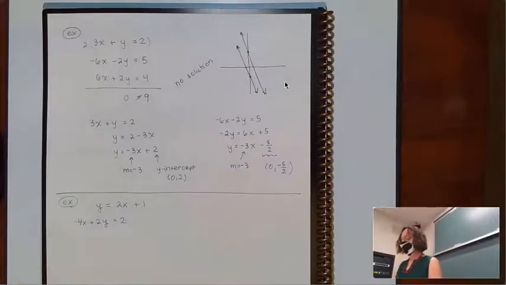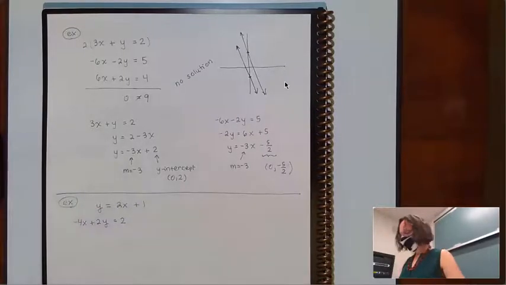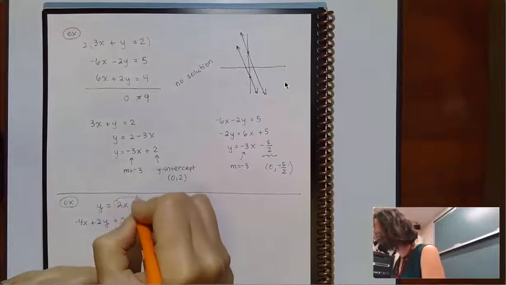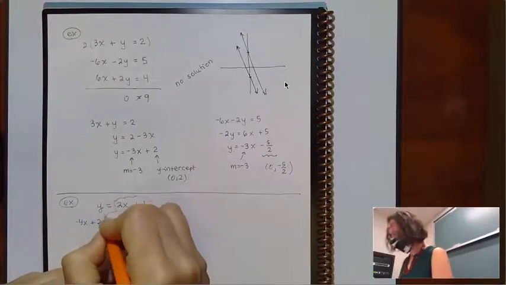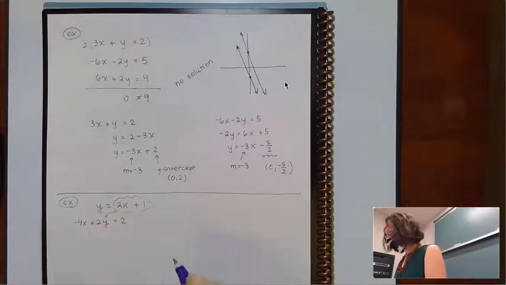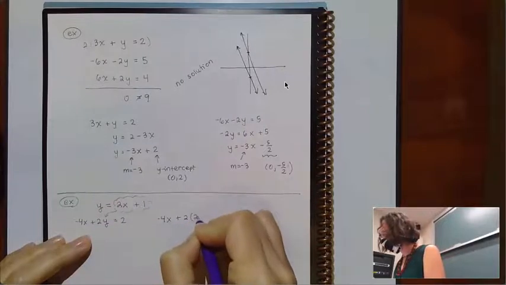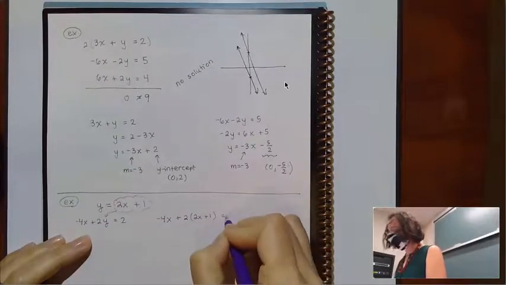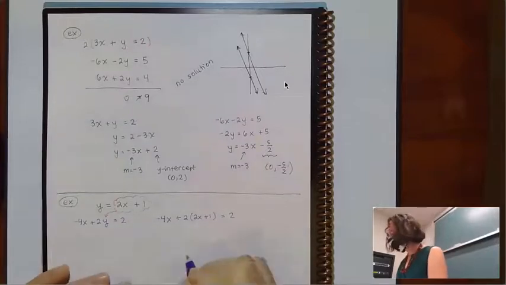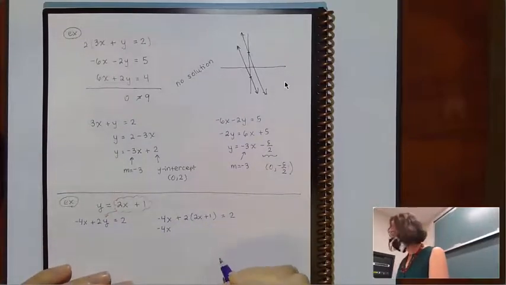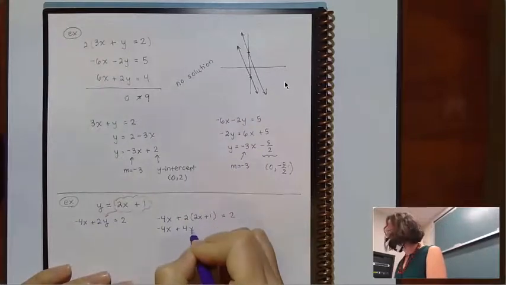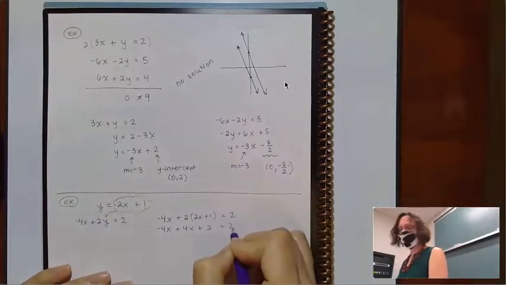Well, if I had to solve these, I would choose substitution because one of them is already solved for a variable. And if I go with substitution and I substitute that 2x plus 1 in for y, then this is going to look like negative 4x plus 2 times 2x plus 1 is equal to 2. When I distribute things out, that's a negative 4x plus a 4x plus a 2 is equal to 2.